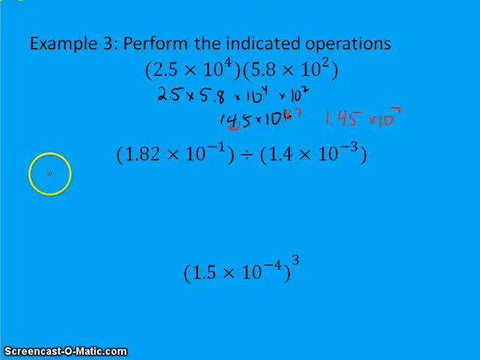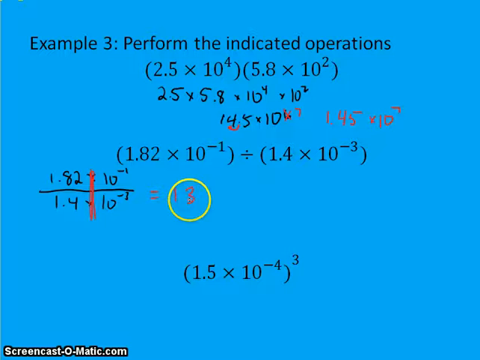In the next example, we're going to divide. 1.82 times 10 to the negative 1st over 1.4 times 10 to the negative 3rd. So I'm going to do it similar to what we've done before, kind of divide it up into two separate problems here. Do the 1.82 divided by 1.4, and I get 1.3. And then here, it's division of powers, same base, so negative 1 minus a negative 3, or negative 1 plus 3, which is 2. So that equals 1.3 times 10 squared, and there's only one number in front of the decimal, so I'm good.